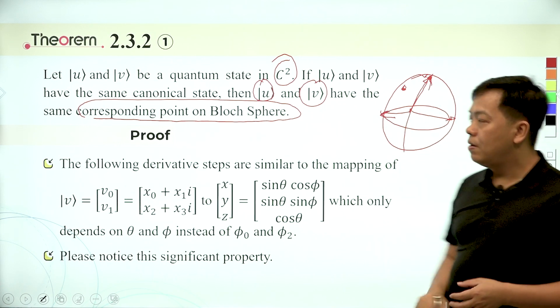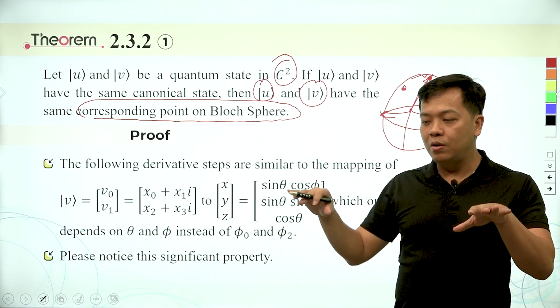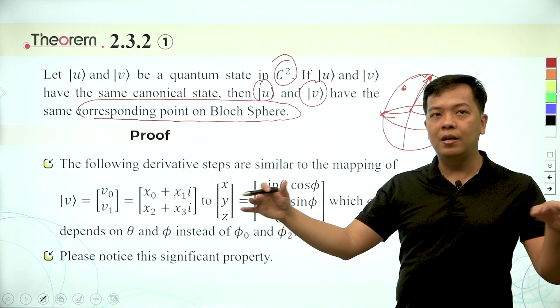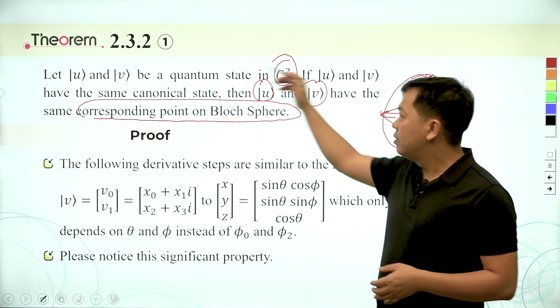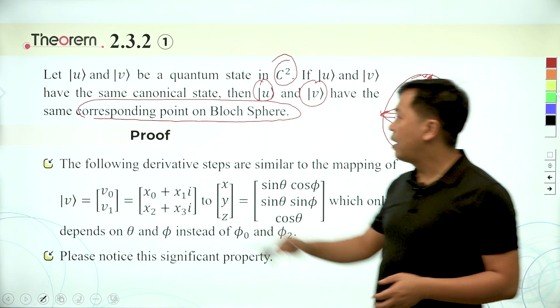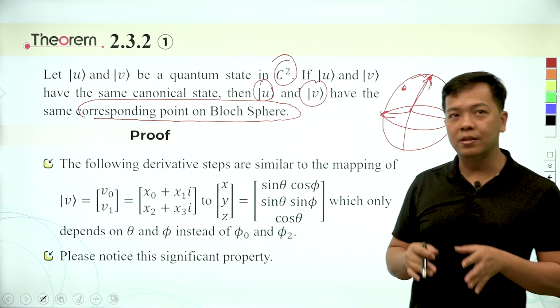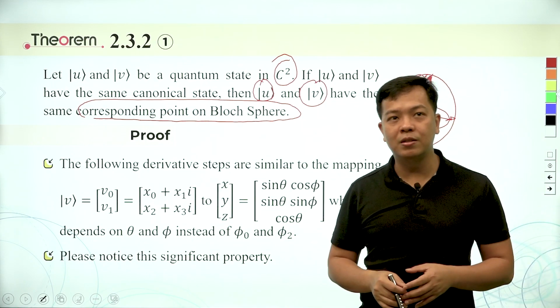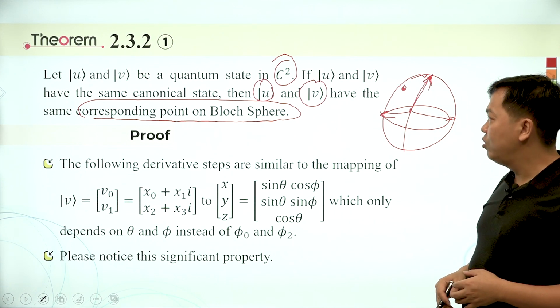So that's to make sure that when two vectors have the same state in the quantum, they have the same position in 2 dimensions. Okay, the other question is how to prove this one.